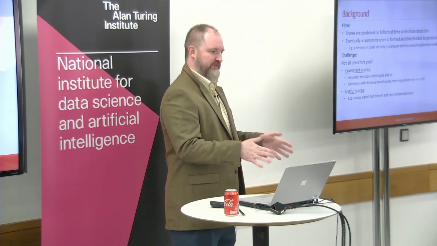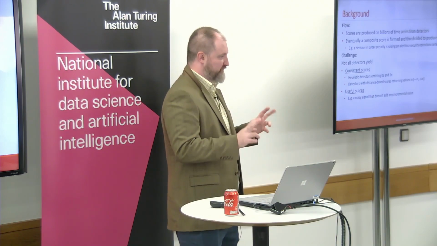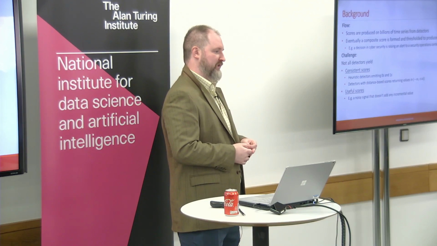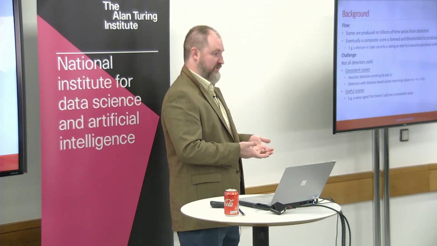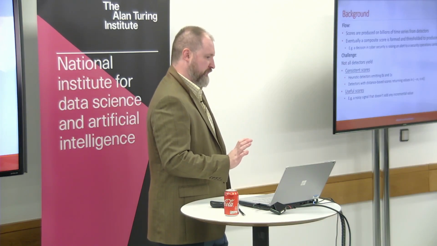How do you get all these different types of scores? Some are correlated, some are random, some are very accurate. We want to weight them more. How do you take all of this and create a composite score that ends up with a useful result? That's kind of the challenge, if you will.